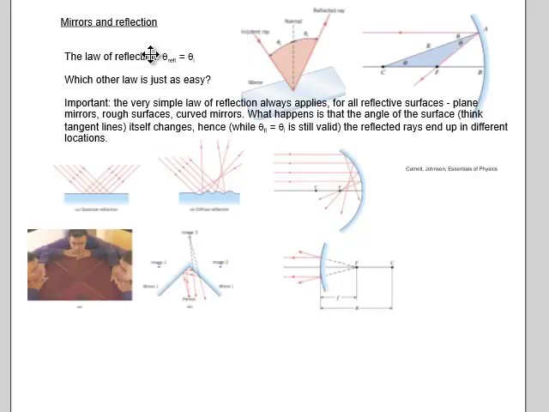So, mirrors and reflection. The law of reflection is the easiest law that you can figure out, which is that the incoming angle equals the reflected angle, and you can see these here. All these images, by the way, are from the book.